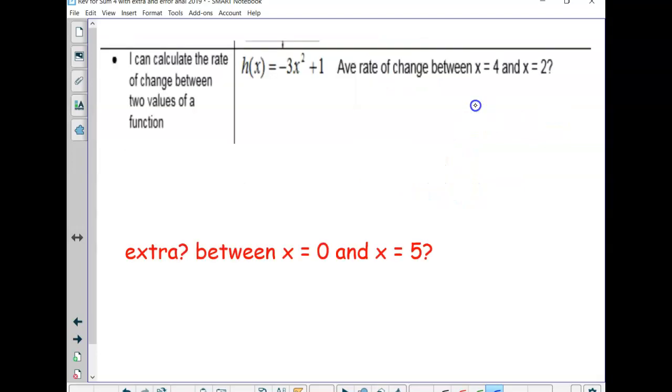Hey guys, if you don't want to review, you can go to ISS. That would be fine.